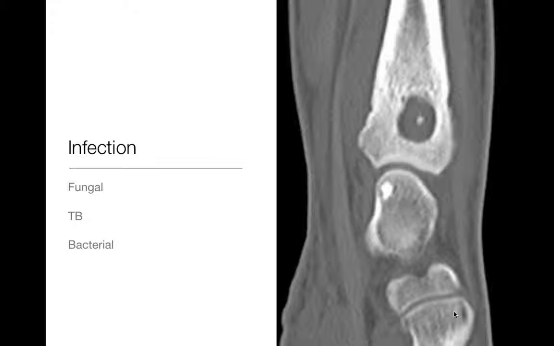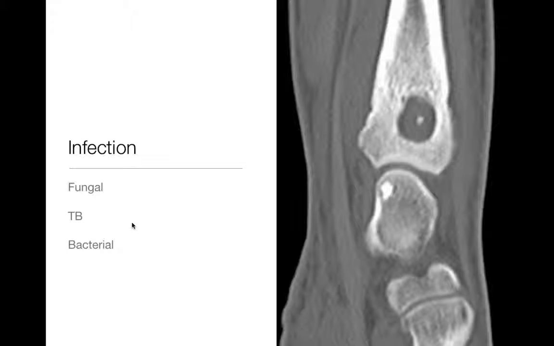Infection is on the list. Focal infection, Brodie's abscess. Always think of infection when you see something that looks like a bone tumor, because infection can mimic a lot of different things. They can be fungal infections, TB, bacteria. I don't think you'd be able to differentiate them from just looking at the radiograph often.